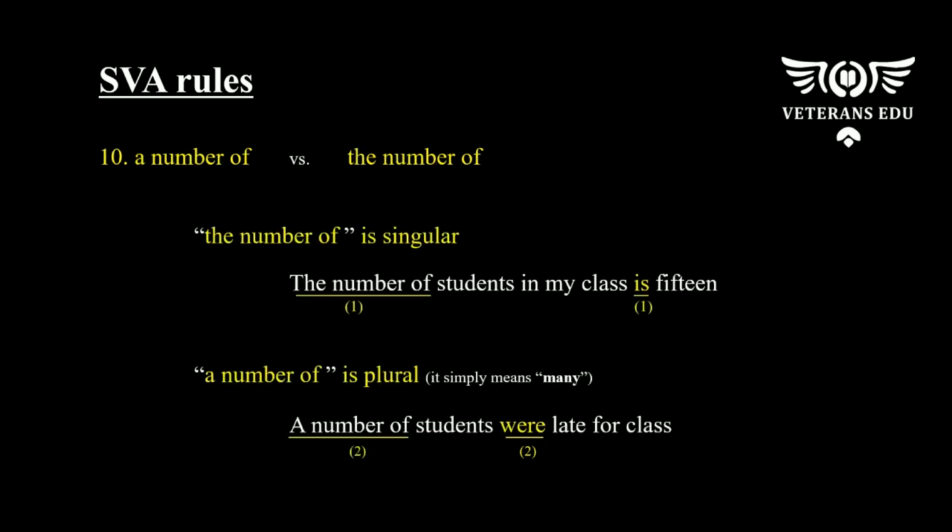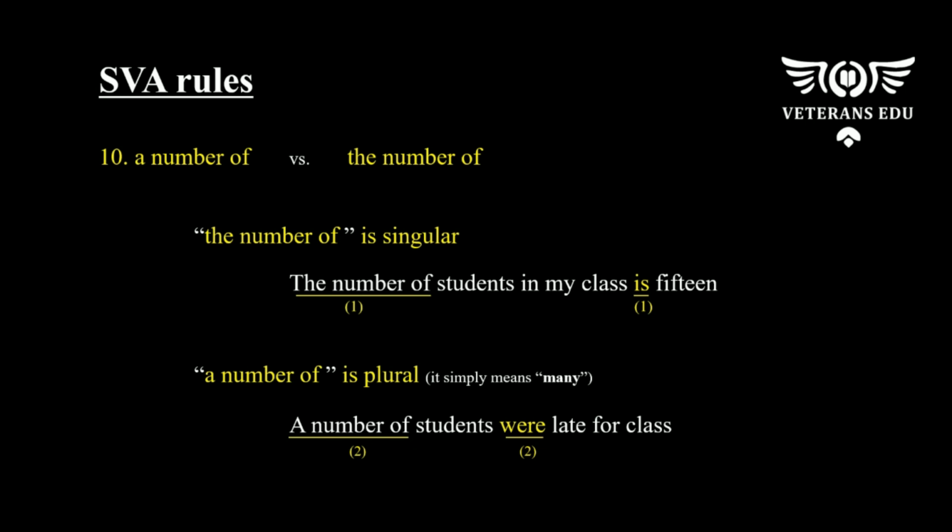Rule number 10, and this concept is tested a lot in the writing section. A number of versus the number of. The difference is rather simple. The term the number of is singular. For example, the number of students in my class is 15. The subject is the word the number. However, when you're using a number of, this simply means many, thus making the subject plural. A number of students were late for class.